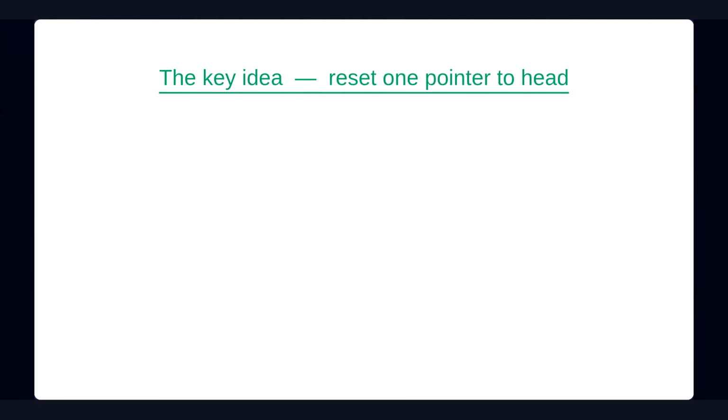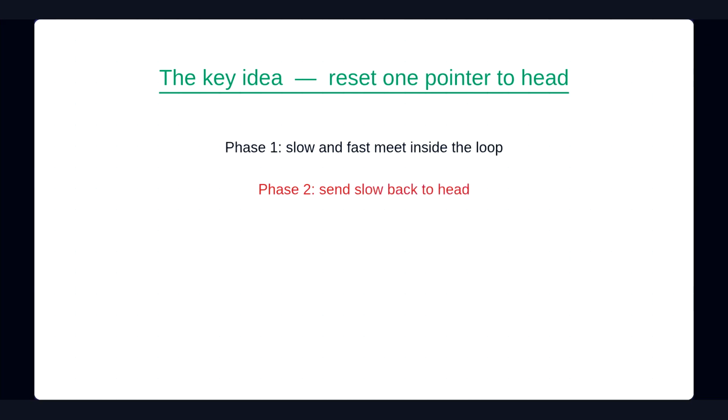There are two phases. In the first phase, we do the usual slow and fast walk until they meet inside the loop, which proves a cycle exists. Now for the clever part. We move slow back to head and leave fast where it met. Then we advance both by just one step at a time. Because of the maths of the distances around the loop, they are guaranteed to meet again exactly at the node where the loop begins. We return that node.